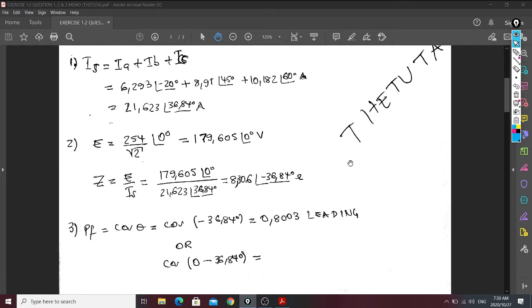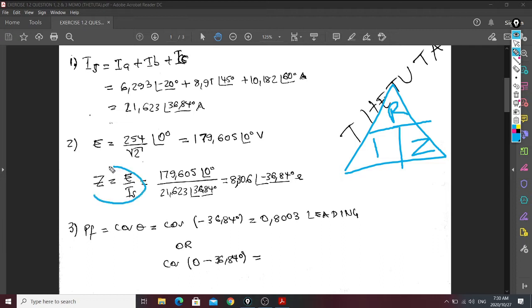Then we were asked to calculate the total impedance. Therefore, we apply Ohm's law. What is our Ohm's law? We already know our triangle, whereby you have the impedance, the current, and the voltage. Now we were asked to calculate the total impedance in the circuit, so we apply Ohm's law here to get the total impedance of the circuit.